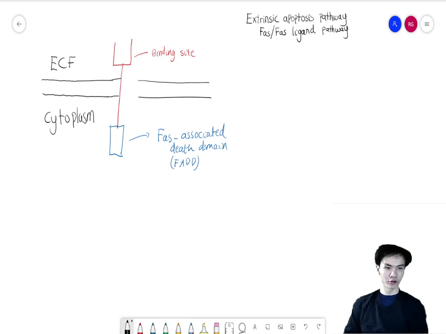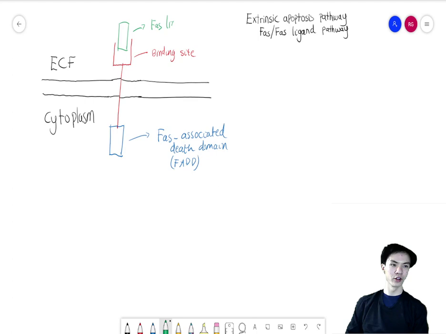And so how is this going to trigger apoptosis? What's going to happen is you're going to get a Fas ligand, which I'm going to represent in green. The Fas ligand is going to come along and bind to this binding site, and that's going to transmit a conformational change through this Fas receptor. So I should label the whole thing as the Fas receptor.